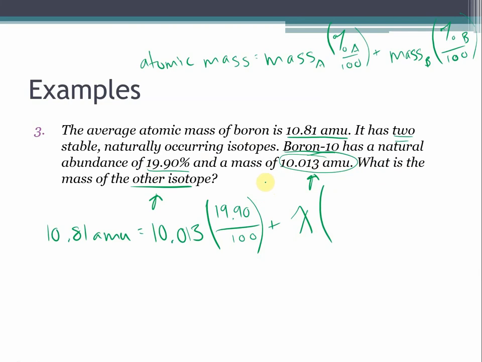But all of your percentages should add up to 100, right? So if we know that our 2 isotopes together should add up to 100, then we can take away the 19.90 that belongs to boron 10. Subtracting that out, we get 80.10. So our mystery isotope must have a percent abundance of 80.10%. So we'll divide that by 100. Again, all of your percentages added together in your equation should add up to 100. So 19.90 plus 80.10 gets you to 100.